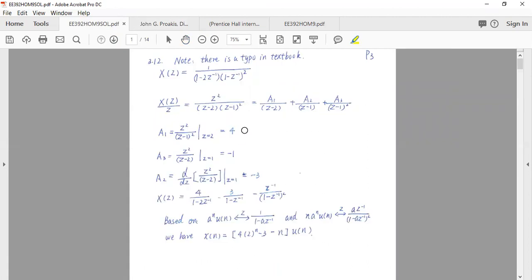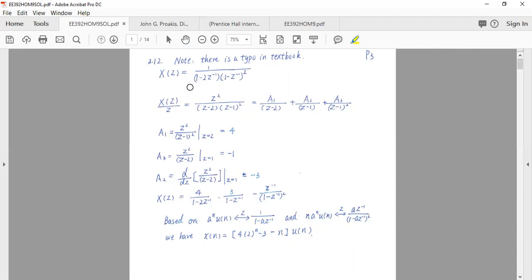We use that. So the properties that we'll be using are: a to the power of n u of n gives us 1 upon 1 minus a z to the power of negative 1, and n times a to the power of n u of n. The transform of this is going to give us a z to the power of negative 1 upon (1 minus a z to the power of negative 1) squared, right? Using these two properties, we can find the causal signal.